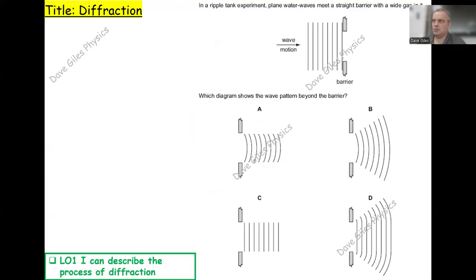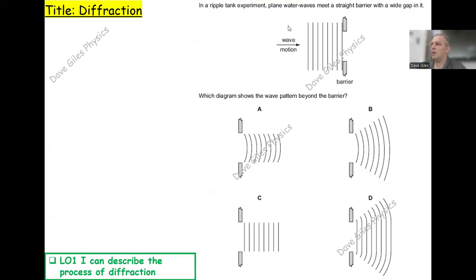Next question. In a ripple tank, plane water waves meet a straight barrier with a wide gap in it. Which diagram shows the wave patterns beyond the barrier? You can see here that the gap is going to be quite a bit bigger than the wavelength. So we're going to have a straight bit in the middle, so the center of it will not be diffracted. It's the edges which will be diffracted, and the only one showing only the edges diffracted is D. Therefore, it is D.